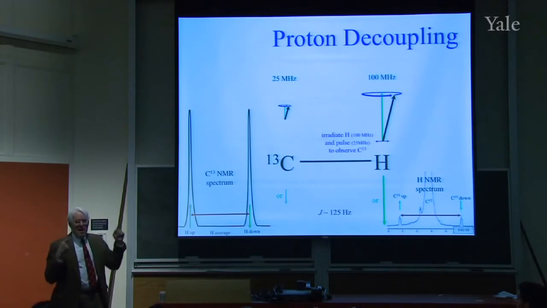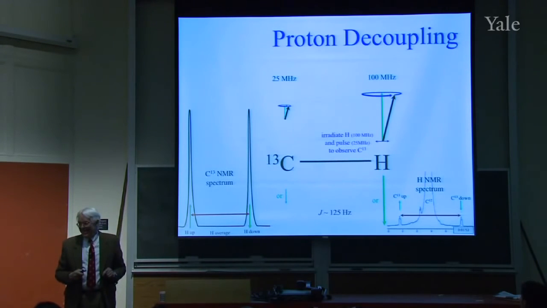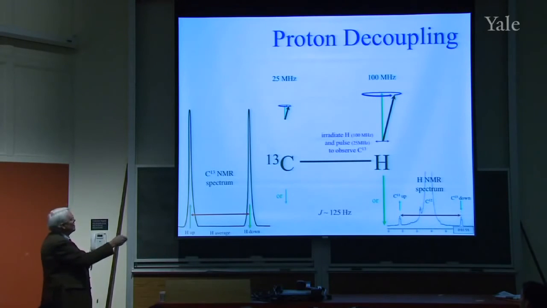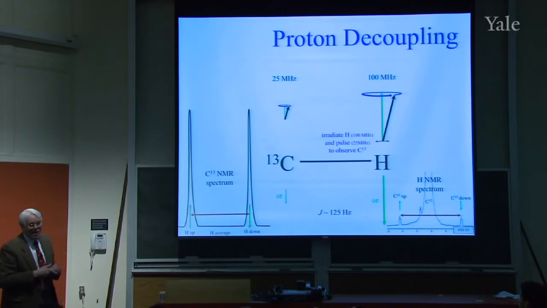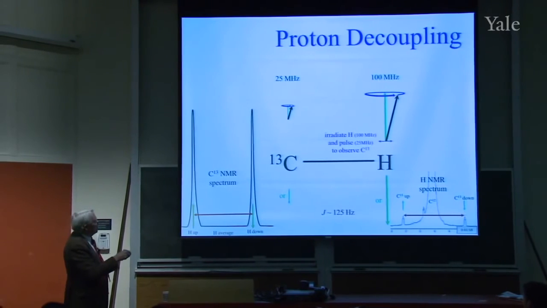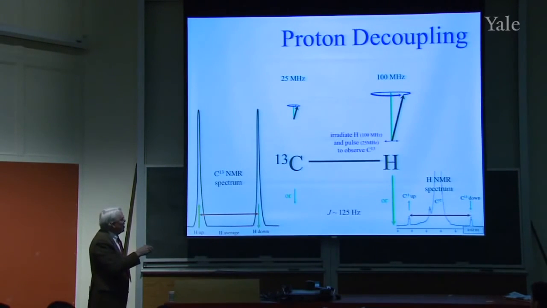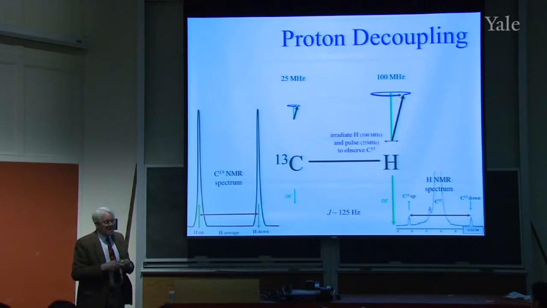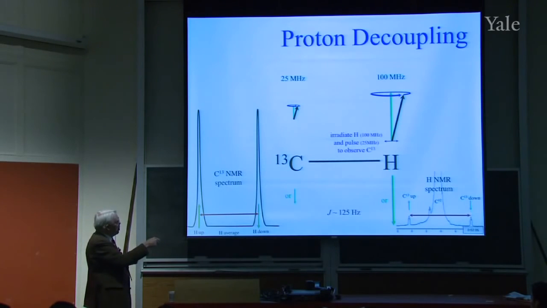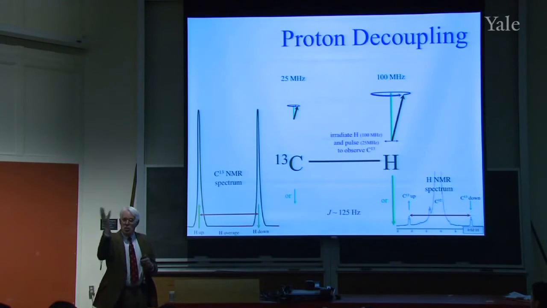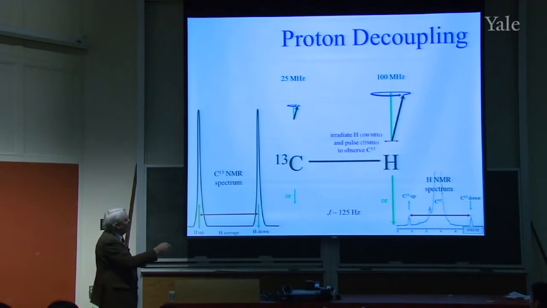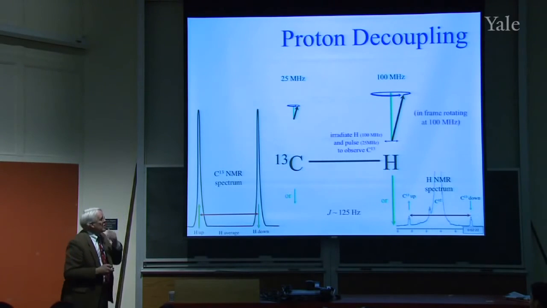Okay. So now suppose we do something really cute. Suppose we put 2 radio frequencies in. Okay, one at 100 megahertz, one at 25 megahertz, right? But the way we're going to do it is to irradiate at 100 megahertz all the time. But just do a pulse, a 90-degree pulse of the C13 to twist it down into the plane and then allow it to precess, and that's what we're going to listen to see if we got a signal. We're going to listen to the C13 while irradiating the H. Now, what effect does that have?